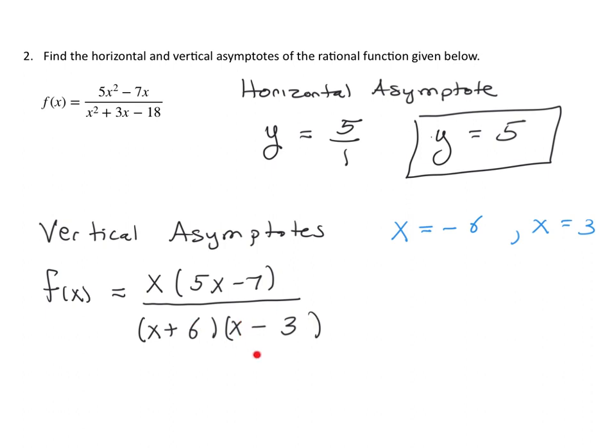You put a 3 here, that's division by 0. You put a negative 6 here, that's division by 0. For these to be vertical asymptotes, it must be that the numerator is not 0 at these two numbers. Well, the only two numbers that make the numerator 0 are 0 itself and 7/5. And neither of those are 3 or negative 6. So in fact, this is a vertical asymptote, and so is this. It's important to note that we're looking for places where the denominator is 0 and the numerator is not 0, and these two numbers work.